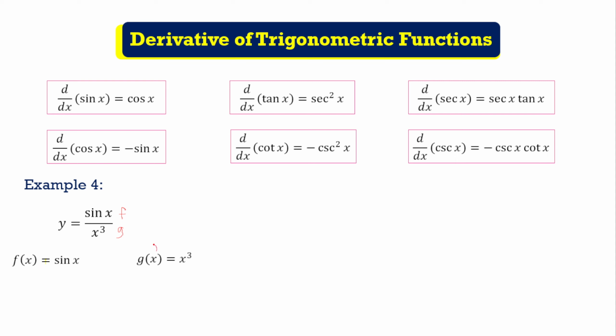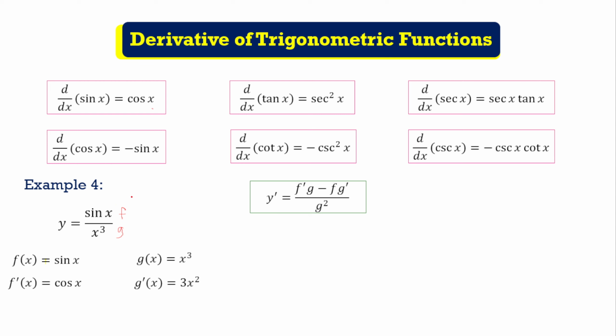Find both the derivative of each function. Derivative of sin x is cosine x. Derivative ni x cube is 3x squared. 3 times 1 is 3. Subtract 1 from the exponent becomes 2. So g prime of x is 3x squared.